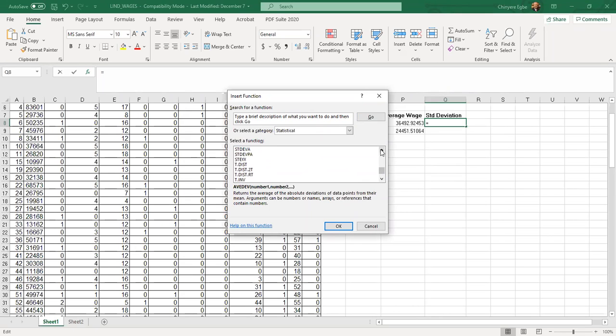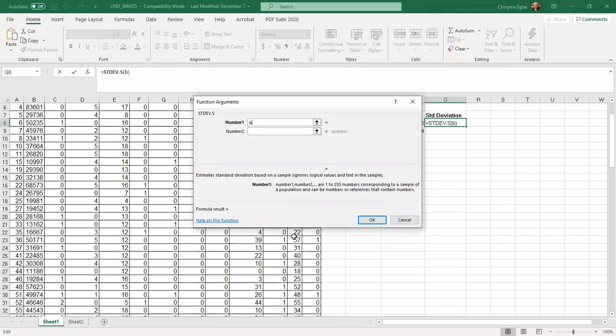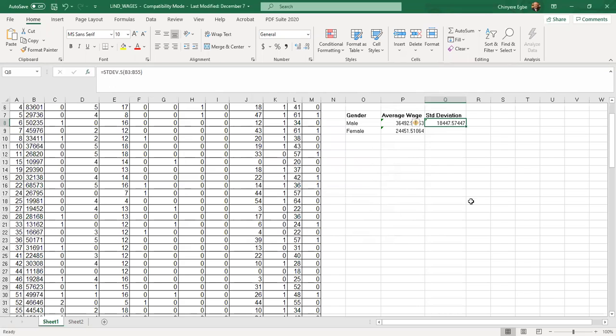Okay, so standard deviation, the sample standard deviation, S, B3 to B55. All right. We go here, 56 to B102. All right. So that's it. You don't have to do anything heroic.